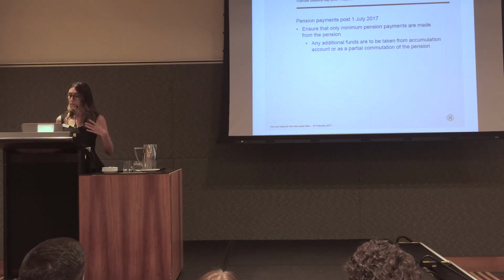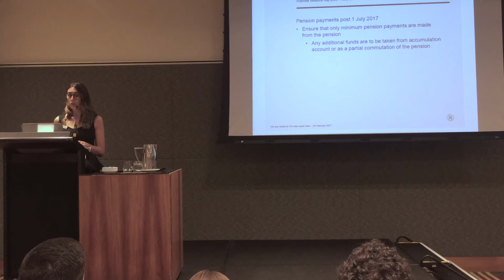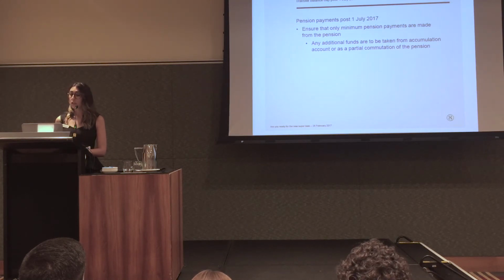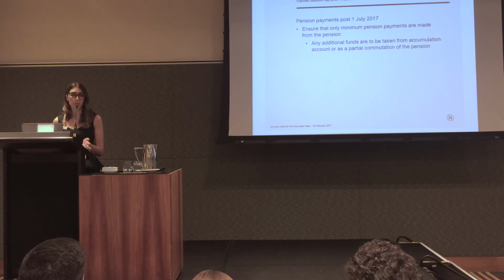Speaking of minimum pension payments, ensure that only the minimum are made from the pension account. Any additional funds that are required to be taken, let's say the member needs further funds, these should be taken from either the accumulation account or as a partial commutation of the pension.